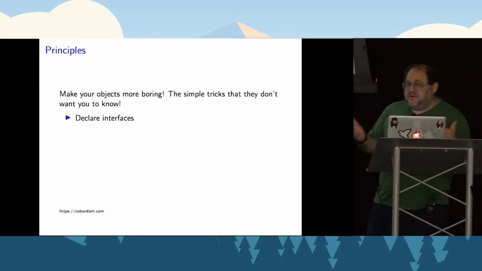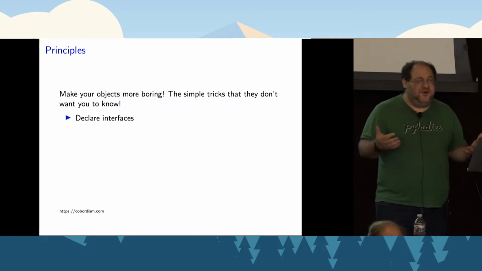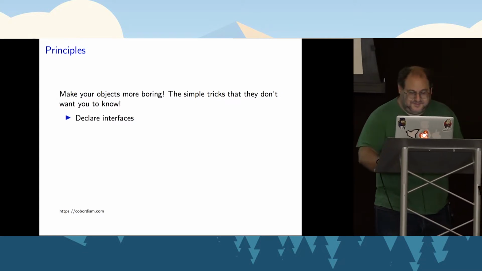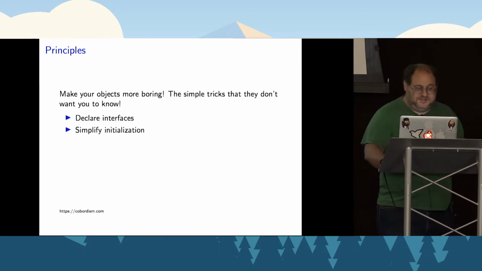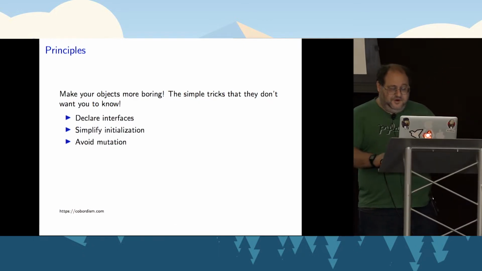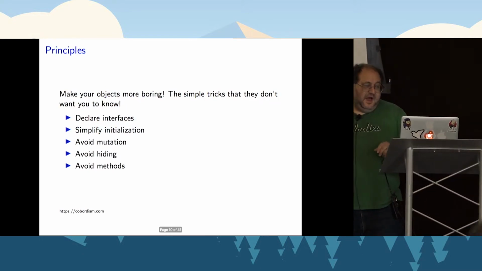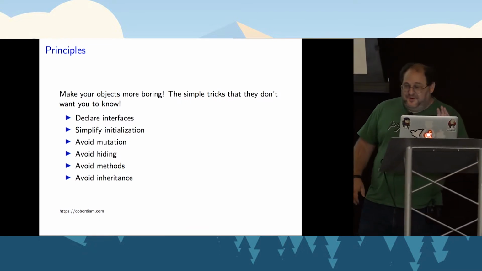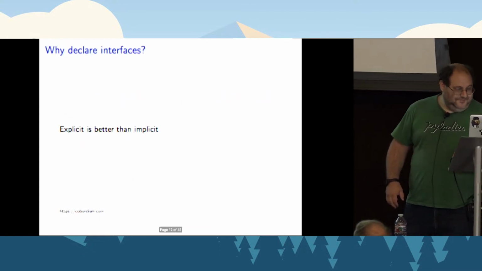So I want to tell you about how to make your objects more boring. These are the secrets they don't want you to know to make your objects boring. The first one is to explicitly declare your interfaces, simplify your initialization, avoid as much as possible mutation, avoid hiding stuff, avoid methods, and avoid inheritance. These are all things that make your objects not boring, and you want to make them boring.